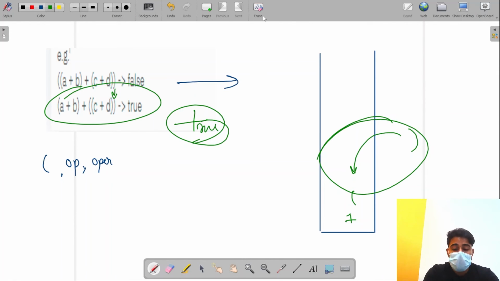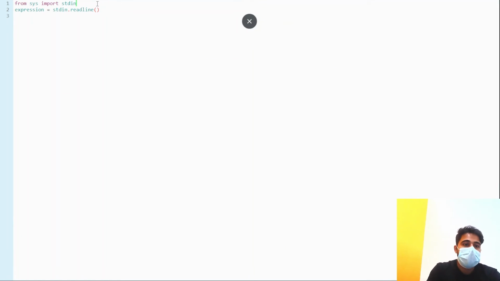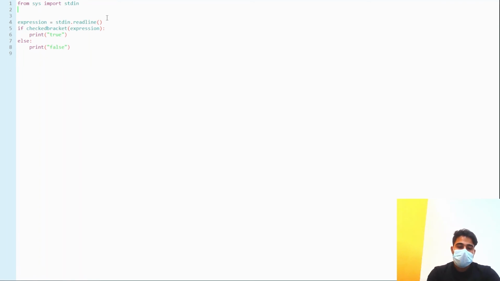Okay. So this is your Pepcoding portal. Let's try to write the code here. Okay. So at first we are getting the expression. So I will create the function check_brackets and pass this expression to my function as a parameter. If this function returns true, I will just print true. Otherwise I will print false. Okay. So let's try to complete this function.